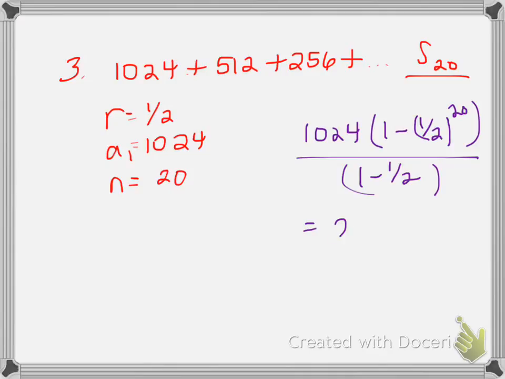When I plug this in the calculator, I get 2047.998. Basically, that is the finite geometric series because it has an ending. Now, there's also what's called the infinite geometric series. And with infinite geometric series, it's kind of like what I was showing you earlier.